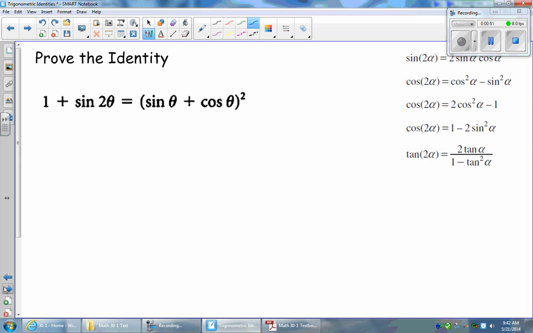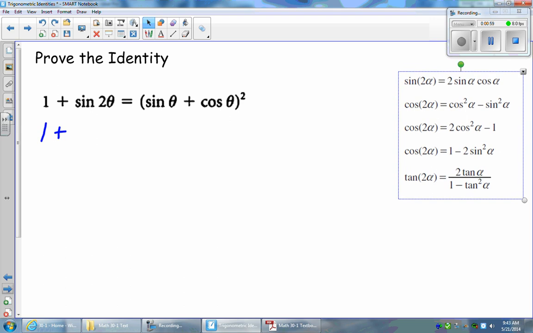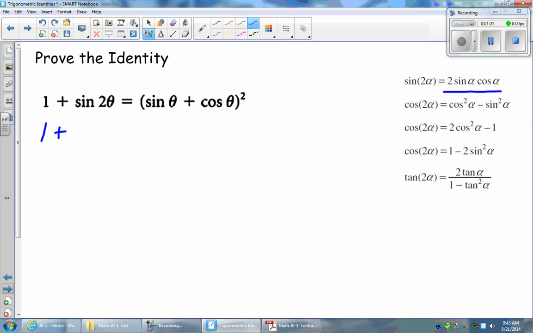Now, 1 can just stay as 1, but sine 2 theta, now that is a double angle right there. And sine 2 theta, we can rewrite it using this identity. So we can replace sine 2 theta with 2 sine theta times cos theta and equal to, let's see what we could do with the right-hand side here.